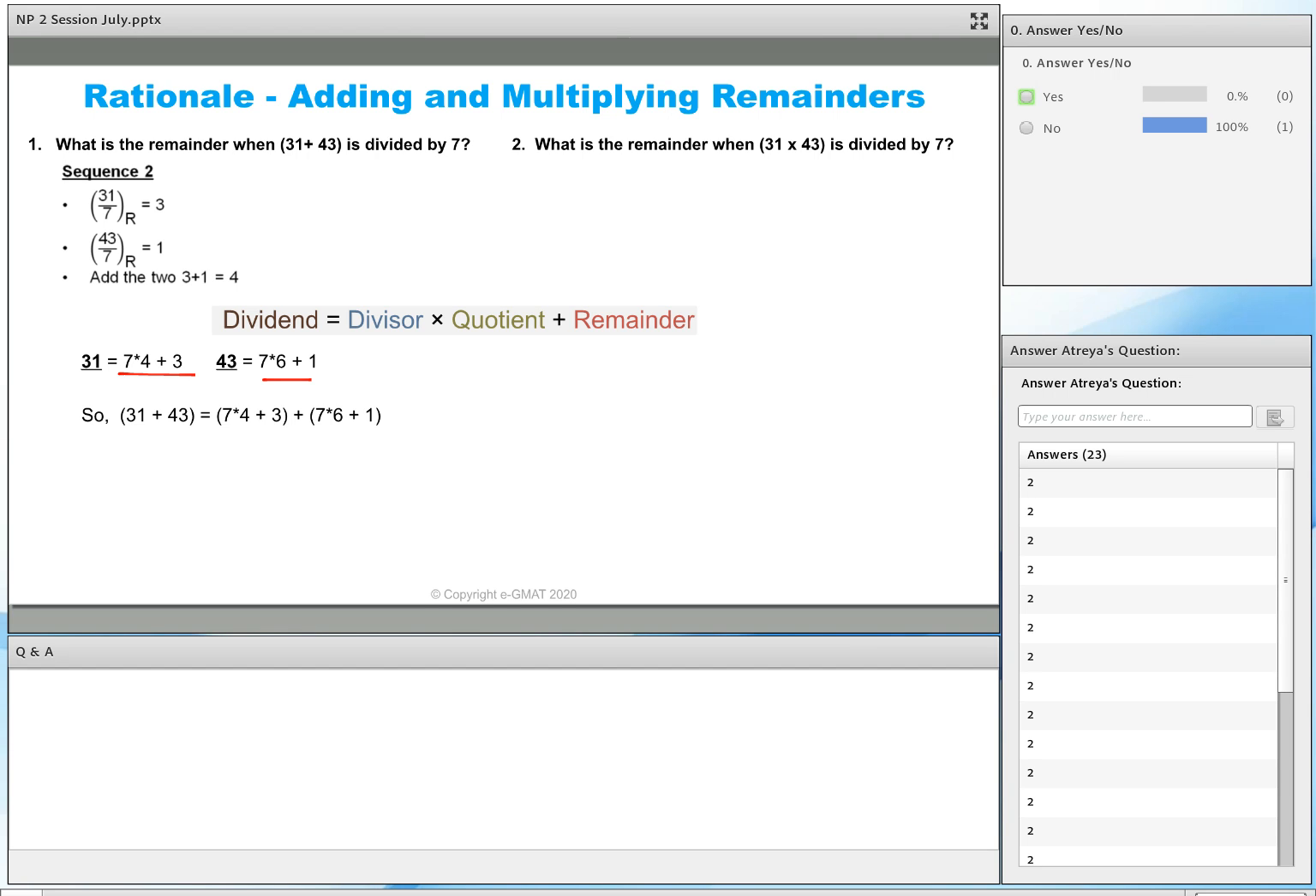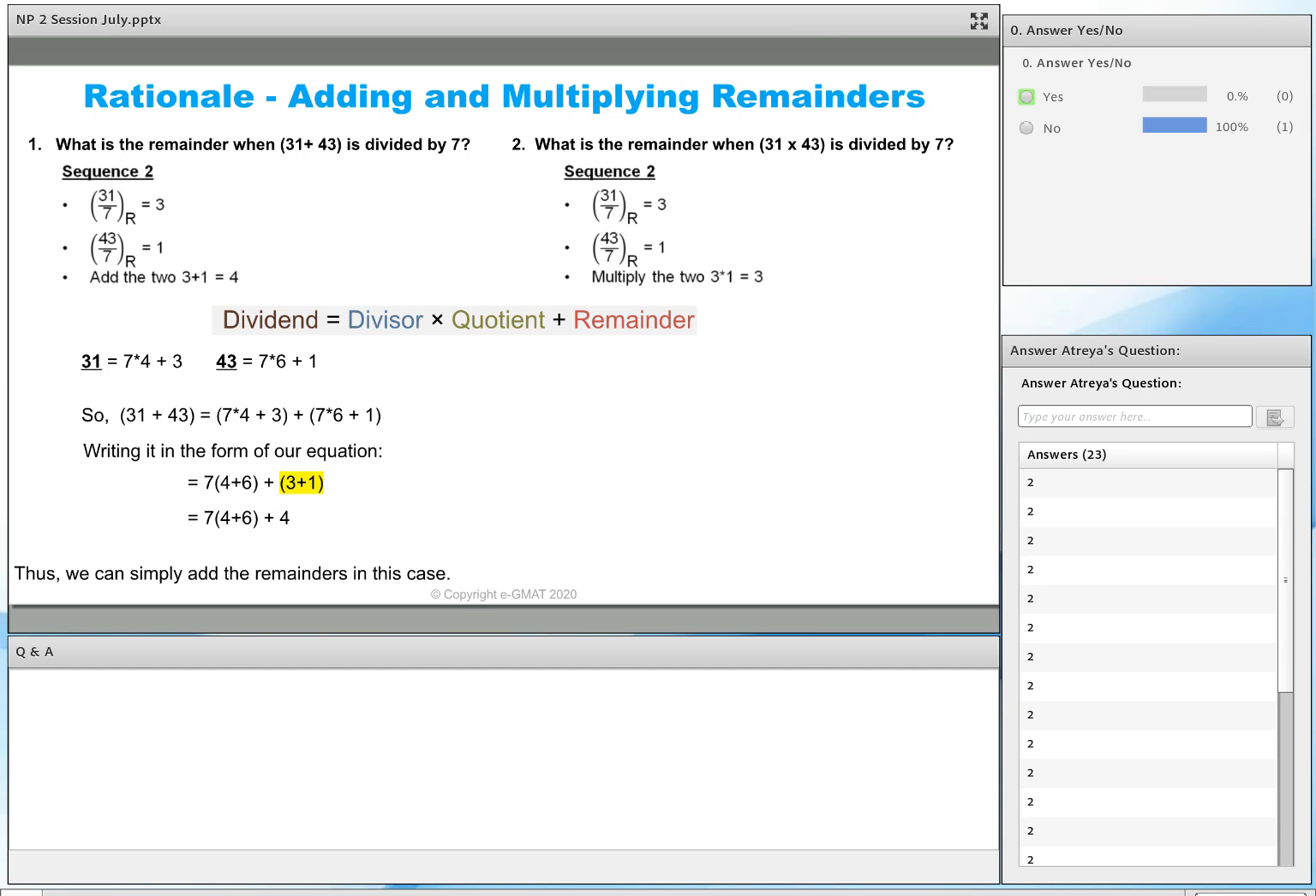When I add these two numbers, guys, please notice what I have. I have 7 times 4, 7 times 6, plus 3 plus 1. So this can be written as 7 times (4 plus 6) plus 3 plus 1, that is 7p plus r. What is the remainder? The remainder is equal to 4. The same thing in the multiplication part. What do I have? I have 31 and 43. If I multiply both of them, what do I have?